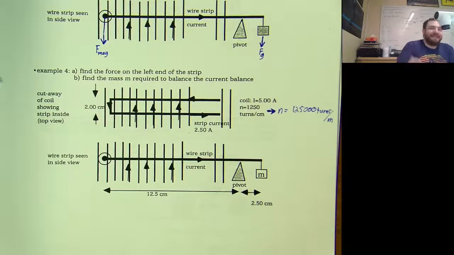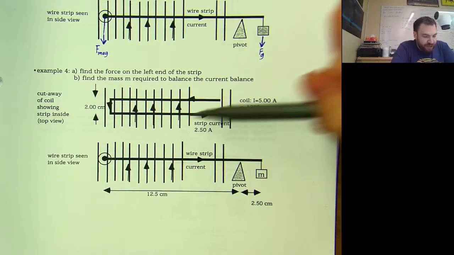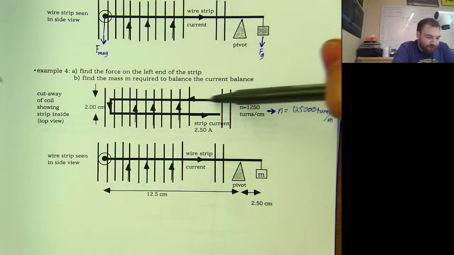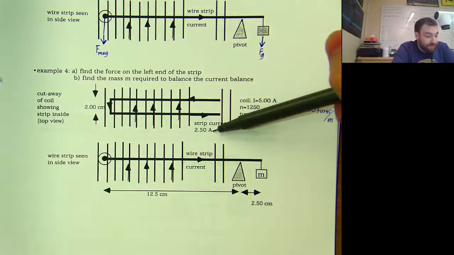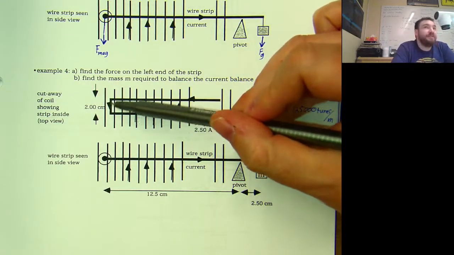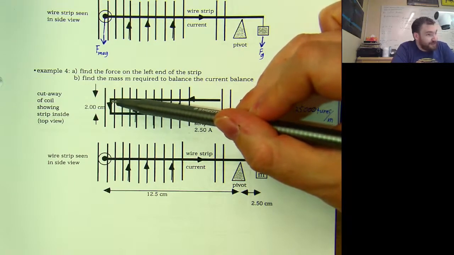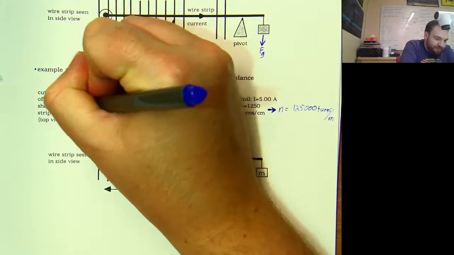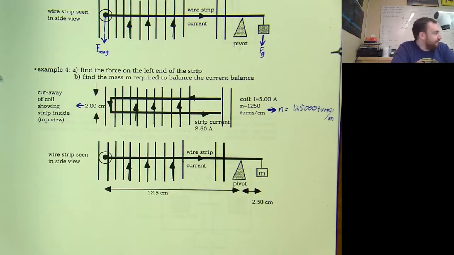Okay, so back to this. We've got 125,000 turns per meter in this solenoid. We've got a current going through the solenoid of 5 amps. We've got a current going through the little strip here of 2.5 amps. And this is a 2 centimeter little strip of wire that's experiencing a magnetic force. 2 centimeters, not a useful value. When we're dealing in physics, everything needs to be in meters, kilograms, etc. So that is going to be what length?